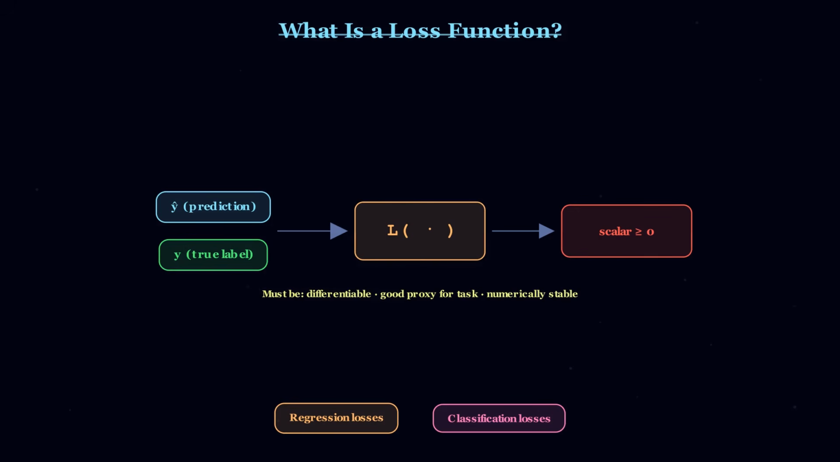Two major families: regression losses for continuous outputs, classification losses for discrete outputs. These require completely different formulas. We'll cover both families in full.